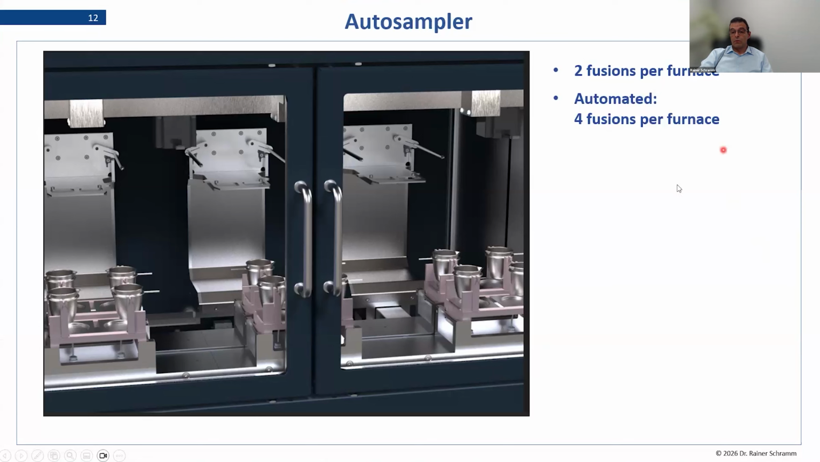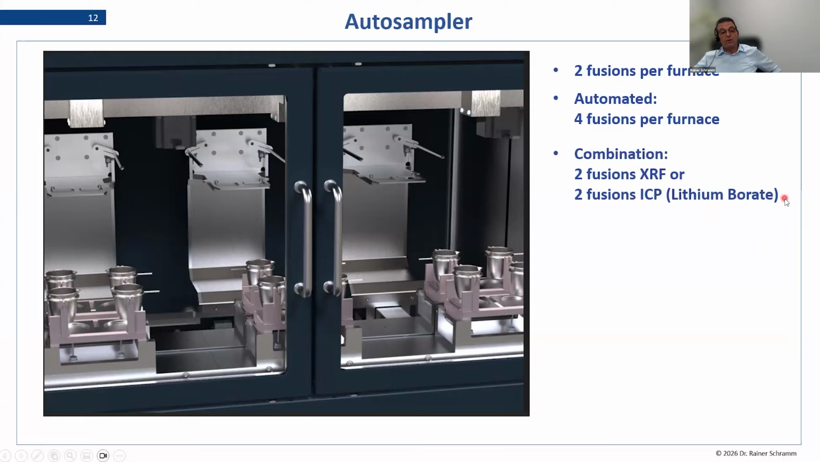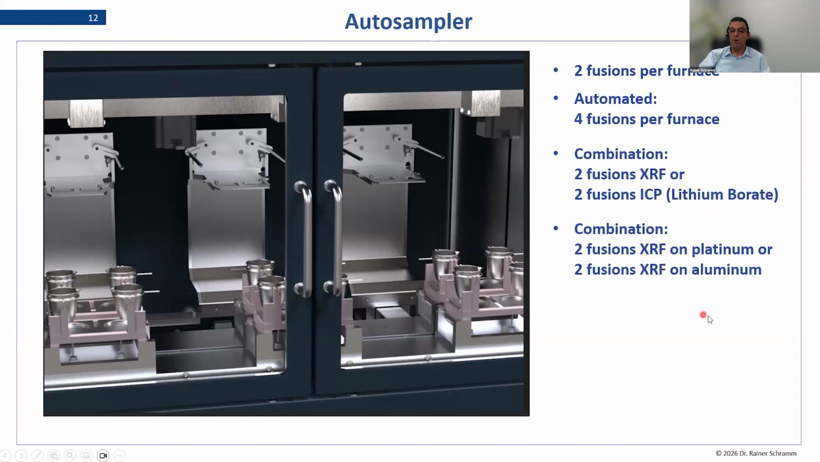This is what I mentioned, but of course now we can combine. That means that we have in the 2 back positions XRF, and we could then do ICP on the 2 front positions. Yeah, so then you're completely flexible. You can do XRF and ICP at the same time.